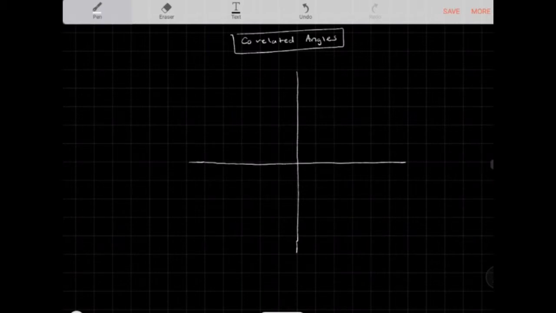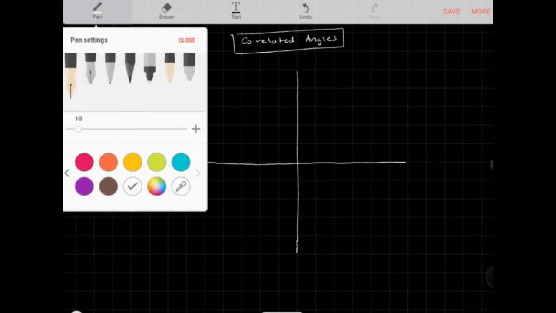Okay, continuing on our discussion of correlated angles. Recall that we were looking at angles in standard position, and we looked at the second quadrant. Now the angles are greater than 180 degrees but less than 360 degrees, and these types of angles are called reflex angles.